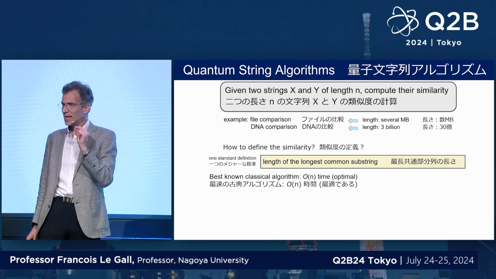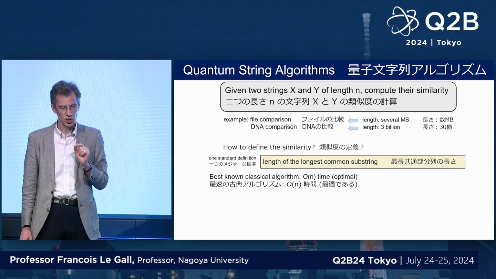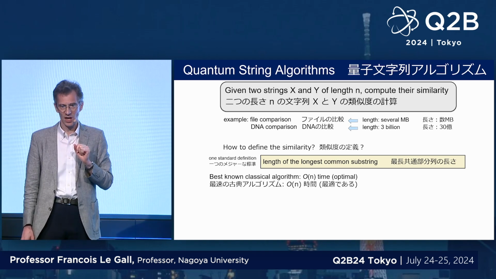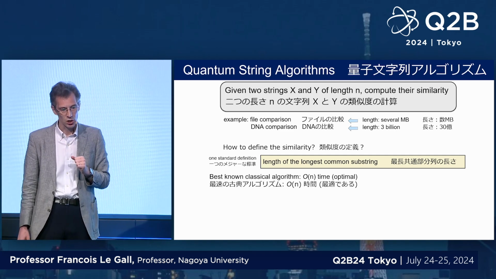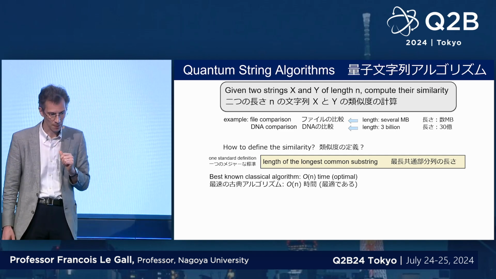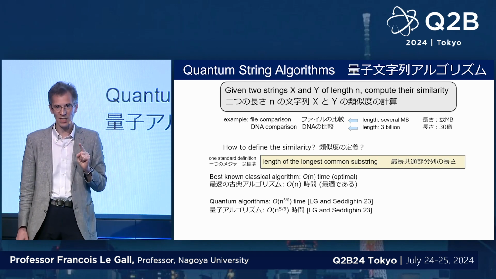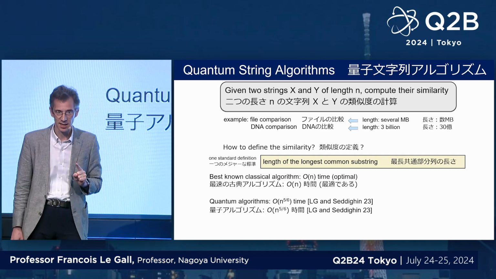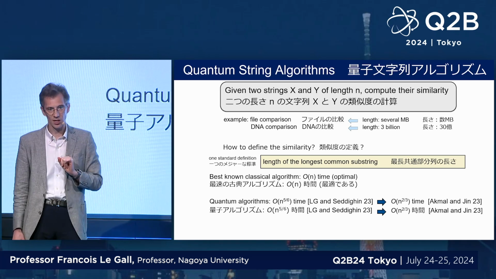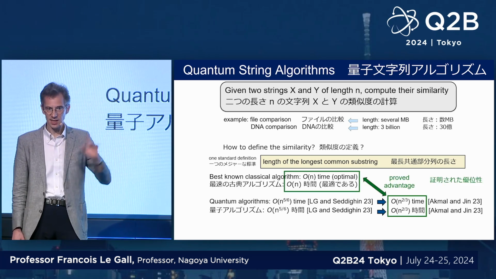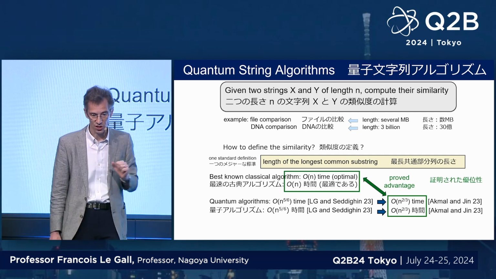Classically, it's known that you can solve it in linear time, and you can also show that this is optimal. The argument is very easy: you really need to go through all the input in order to estimate the similarity. But recently we have been able to construct a quantum algorithm with sublinear complexity. The complexity is n to the power 5/6, and it has recently been improved to 2/3. Since classically you need linear time, this gives you a proved advantage.